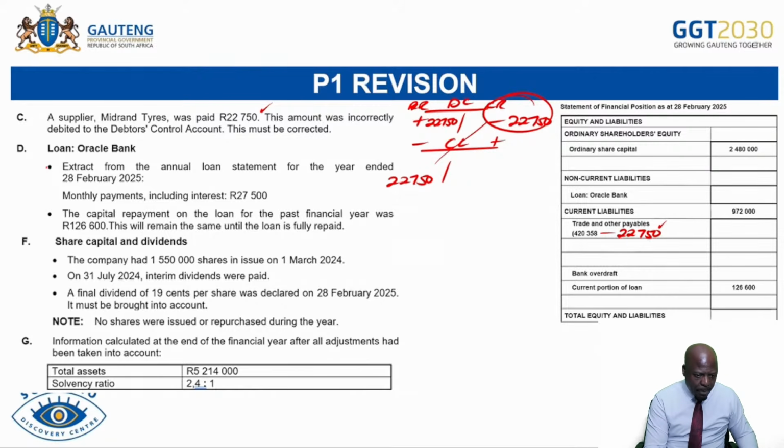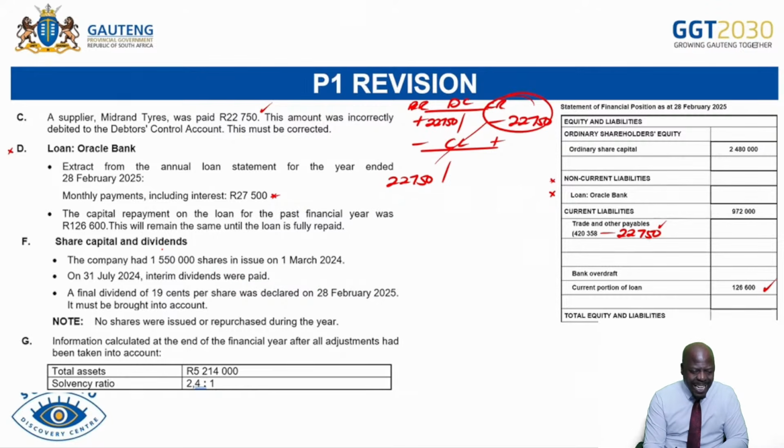Then we come now to information D. And it says, extract from the annual loan statement for the year ended, monthly repayments including interest, 27.5. The capital repayment of the loan for the past financial year was 126.6. This will remain the same. So we are given it here. And we are given nothing on the loan here, on the non-current liabilities. But let's continue. I know whenever something appears not to be there, it is hidden somewhere. You just have to look a little bit closer.